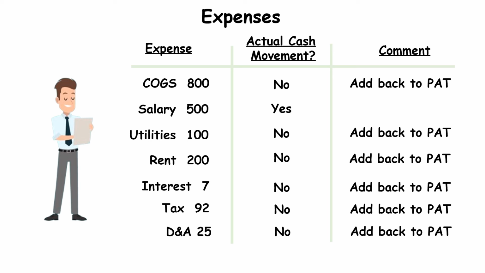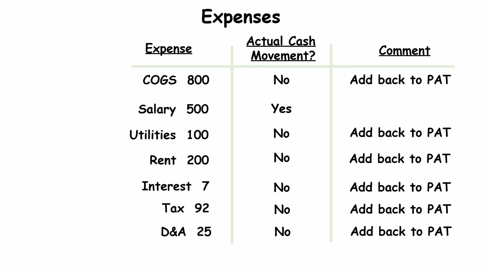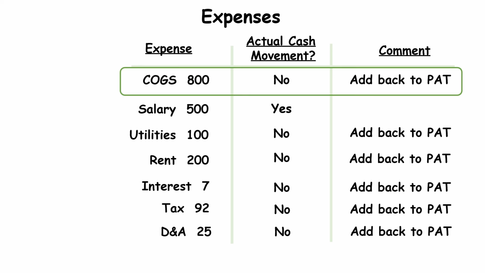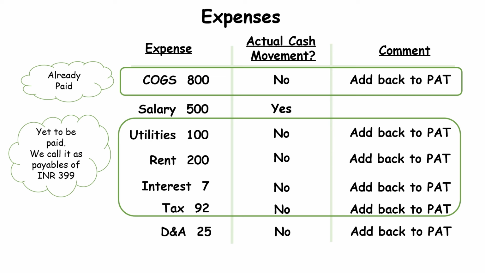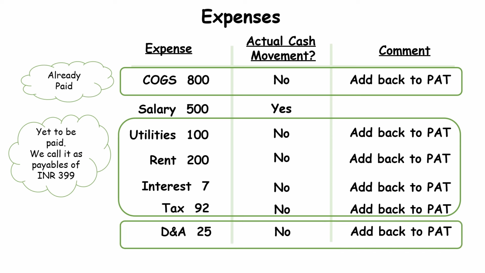Now these are the expense items, and we understood where there was a cash movement and where there was none. Let's analyze this a little bit further. This COGS of 800 rupees, if you notice, we have already paid cash for this and we don't need to pay extra cash. These expenses of utility, rent, interest, tax are yet to be paid in future. Something which is yet to be paid, we call payables, and the total value of payables in our example is around 399 rupees. Please note this term payables. It is one of the important financial terms. And finally, D&A, which is 25 rupees. It is already paid, and this is just a notional expense which we have taken for day 1.